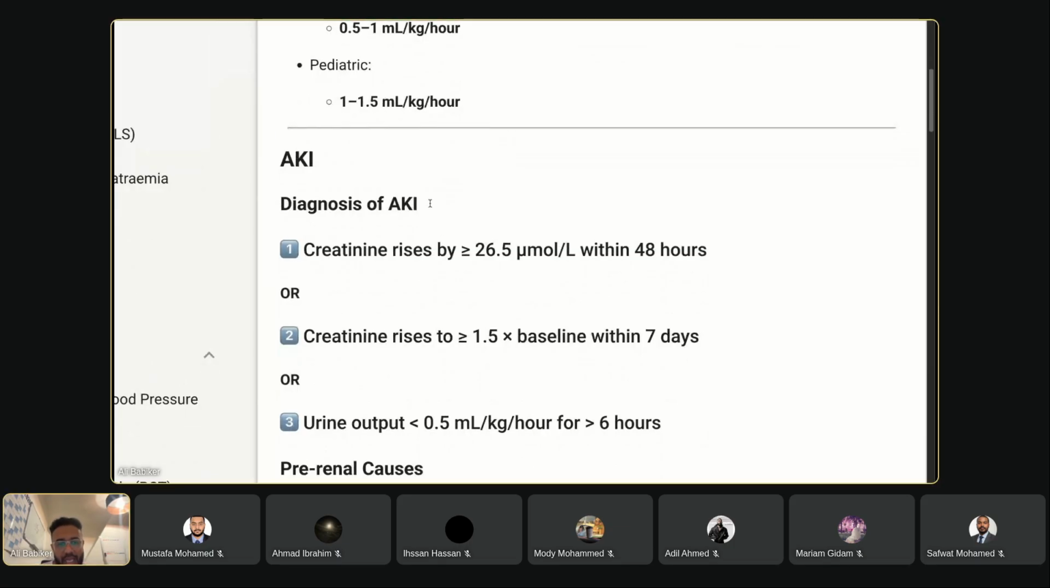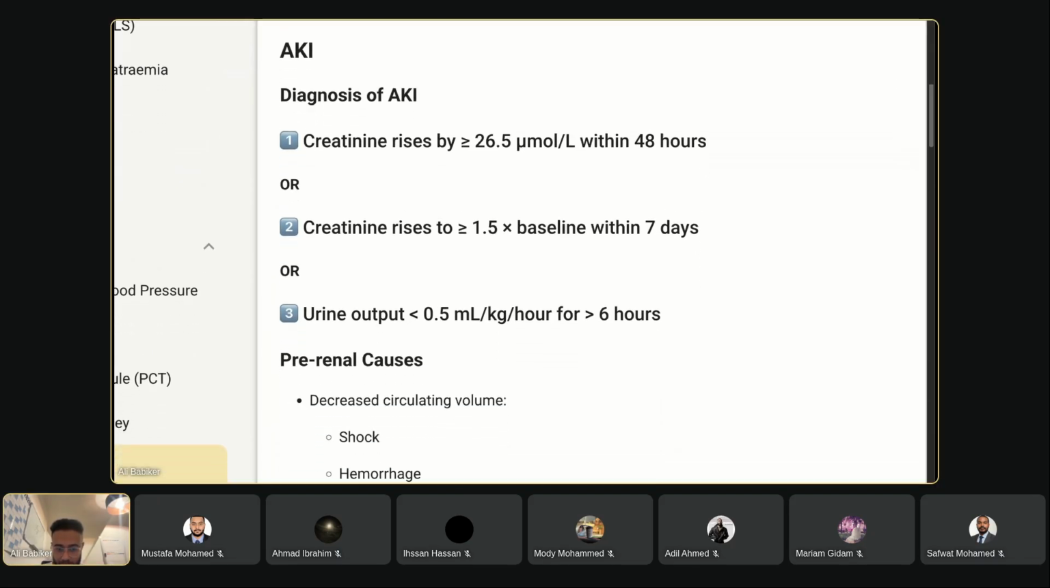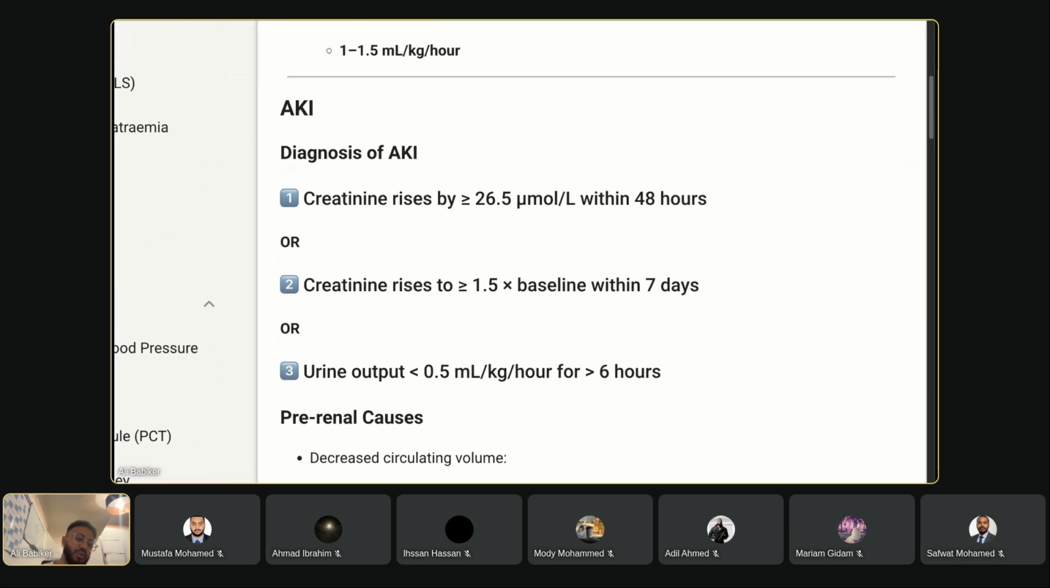AKI. What is AKI? If you have any of these: creatinine rise by more than 26.5 micromoles per liter within 48 hours, or creatinine rise to more than 1.5 times baseline within 7 days, or urine output less than 0.5 ml per kilogram per hour for more than 6 hours.